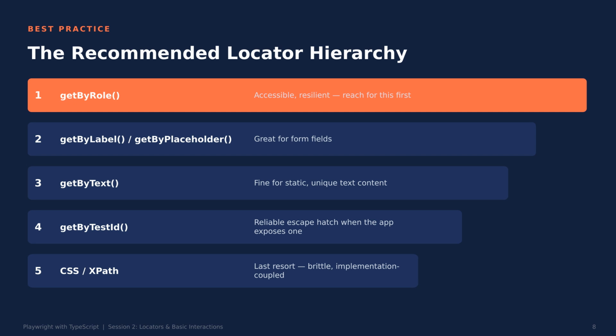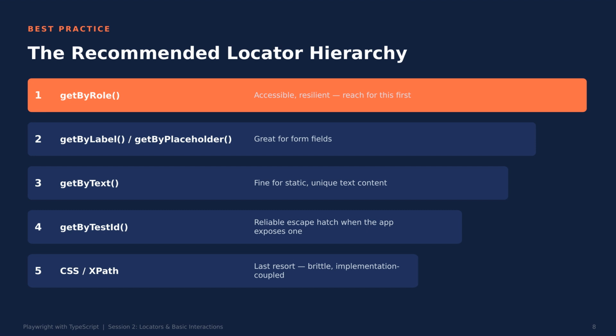Number 1, getByRole. Accessible, resilient. This is where you start every time by default. Number 2, getByLabel or getByPlaceholder. Great specifically for form fields. Number 3, getByText. Perfectly fine for static, unique text content on the page. Number 4, getByTestId, a reliable fallback when the application actually exposes test IDs for you to use.